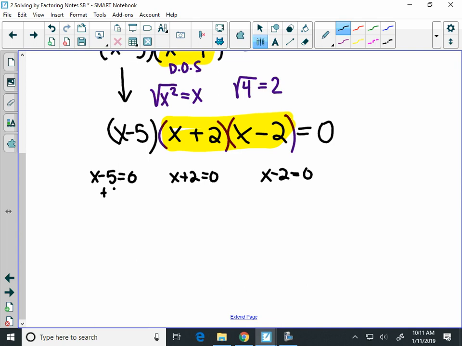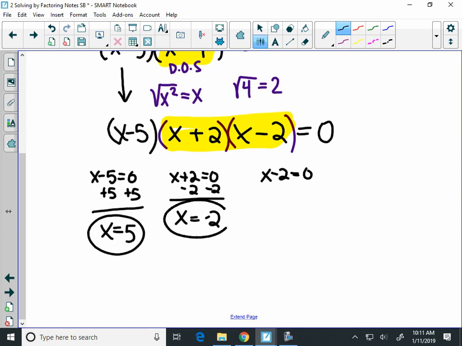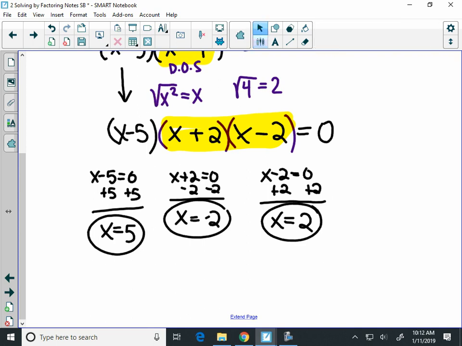Now I solve each one. We start by adding 5. So I get one solution is 5. This solution here is negative 2. And the last solution tells me that I could have an x value of positive 2. So there are 3 solutions to this problem.